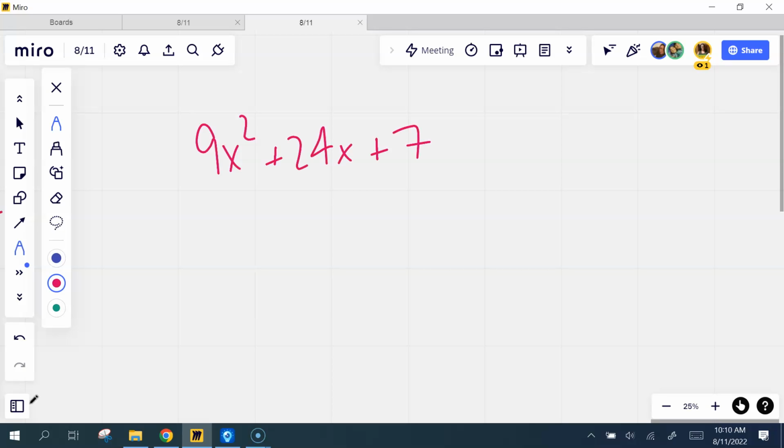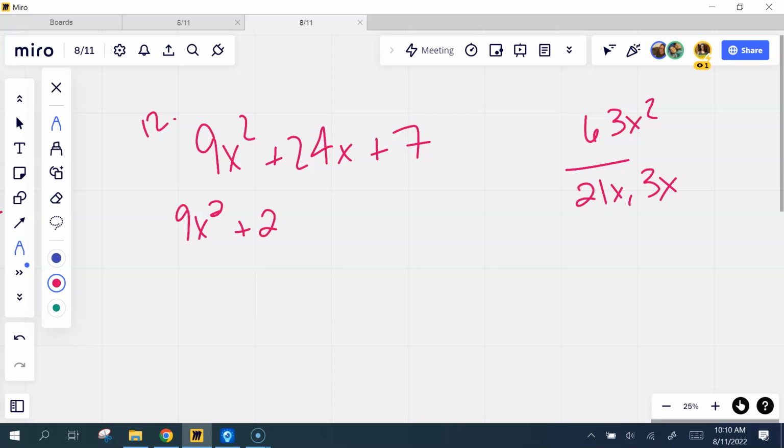We don't know what number. She forgot to write the numbers on it. It's number 12. All right, I don't have a GCF here. What is 9 times 7? 63. What multiplies to 63 x squared but adds to 24? 21 and 3. I cannot shortcut this one because there is a 9 in front. It's not a 1. Nothing is perfect squares on the ends. I just have to go with it.